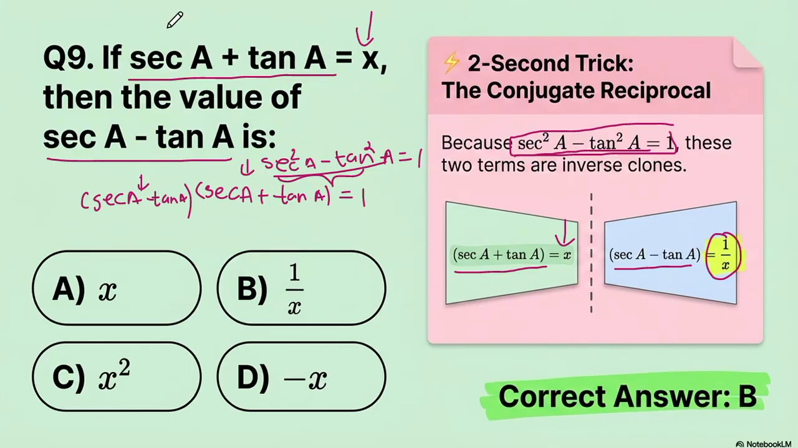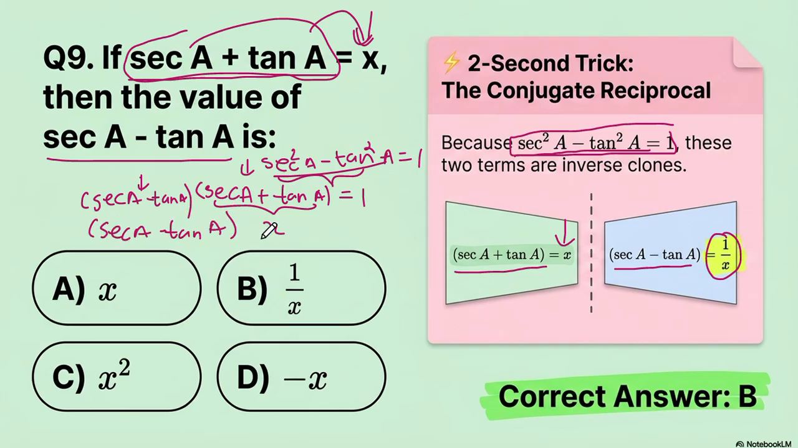Now what is given? Sec a plus tan a, that value is given x. So here we will put x, and this we have to find out, sec a minus tan a. Multiply by x is equal to 1. So this x is a multiplication with this bracket. If we take it in the denominator, we'll get the value of sec a minus tan a, which is nothing but 1 over x. So the correct answer is B.